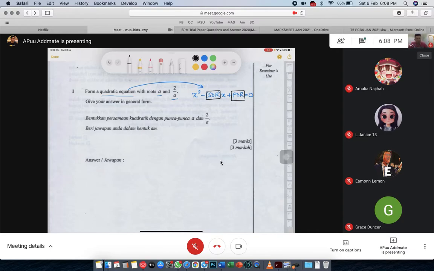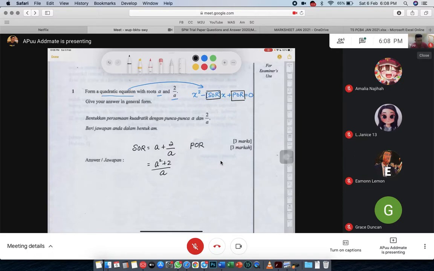So how are we going to find the sum of roots? In this case, sum of roots means that you have to add up these two roots. So sum of roots is equals to a tambah dengan 2 per a, plus 2 over a. Then try to just do some simplification over here. So you can get a square plus 2 over a. Is that okay?